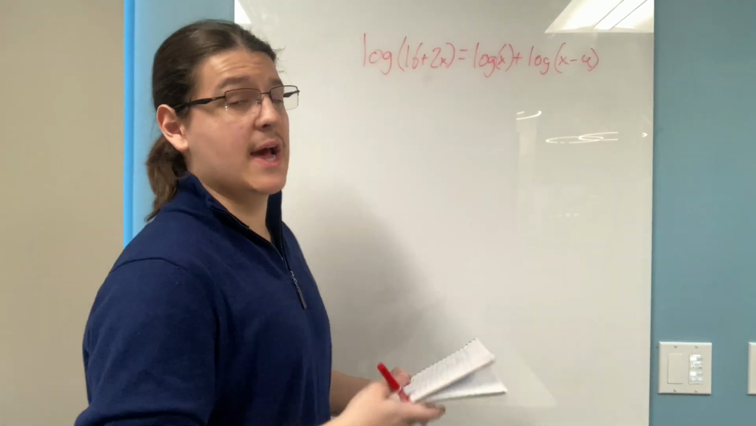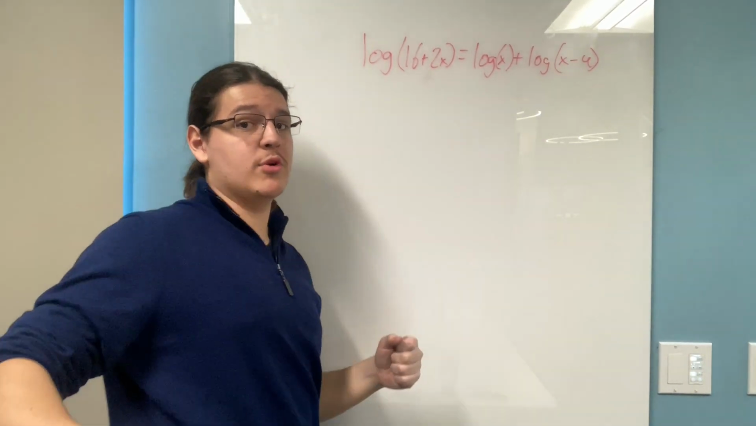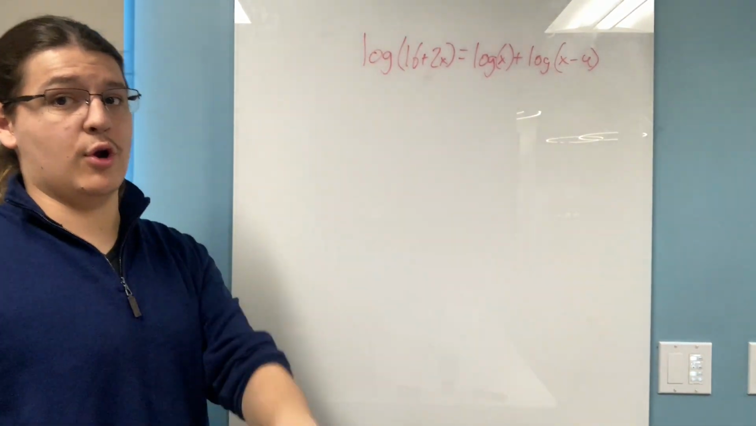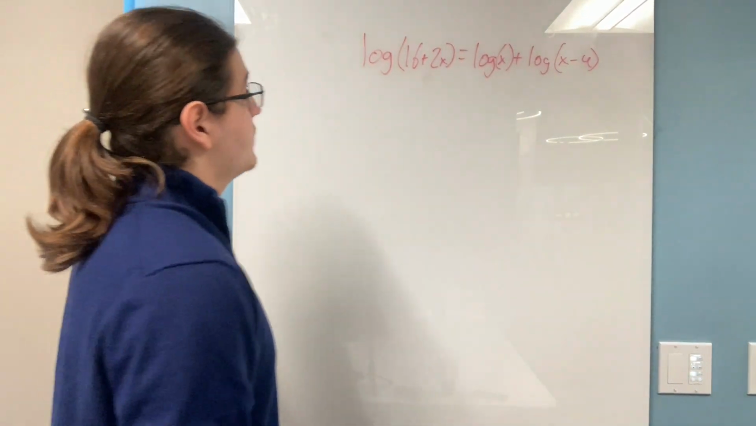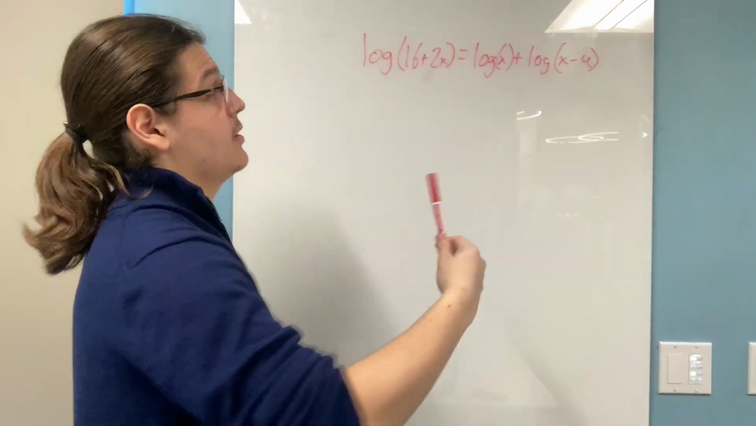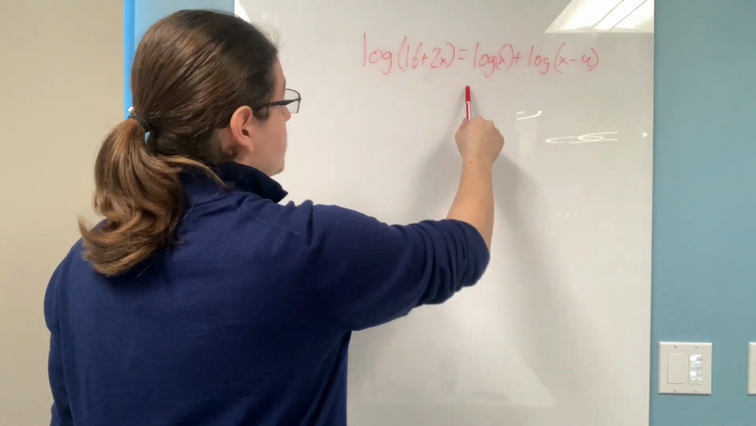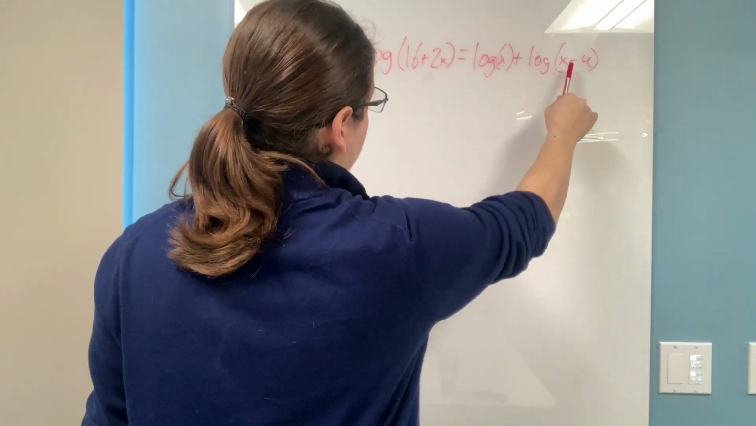Excuse my handwriting, I don't know if you guys can read that. But in this video, we're going to be doing some logarithmic equations after learning our rules and the change-of-base formula. So this says, if you can't read it, my apologies, log of 16 plus 2x is equal to log of x plus log of x minus 4.